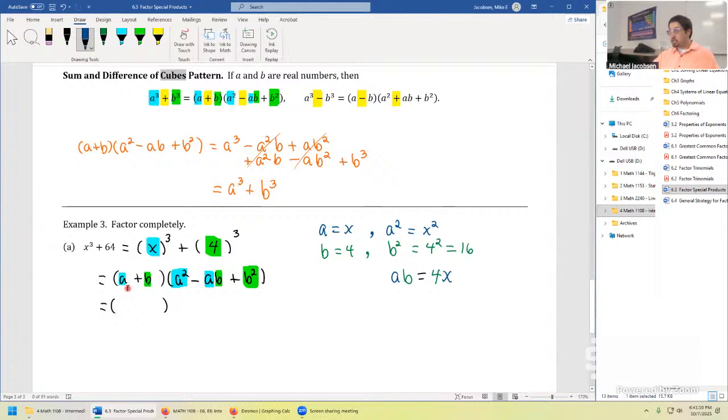Just throw in what the A is in this problem. It's X. So this goes X plus 4. So really, X cubed plus 4 cubed drops down as X plus 4, just like it did from here to here in the formula. Then we put in the value for A squared. That was the X squared from over here. Minus A times B, we calculate that to be 4X. Plus B squared. On the right, we show that B squared is 16. And at this stage, the problem is totally done.